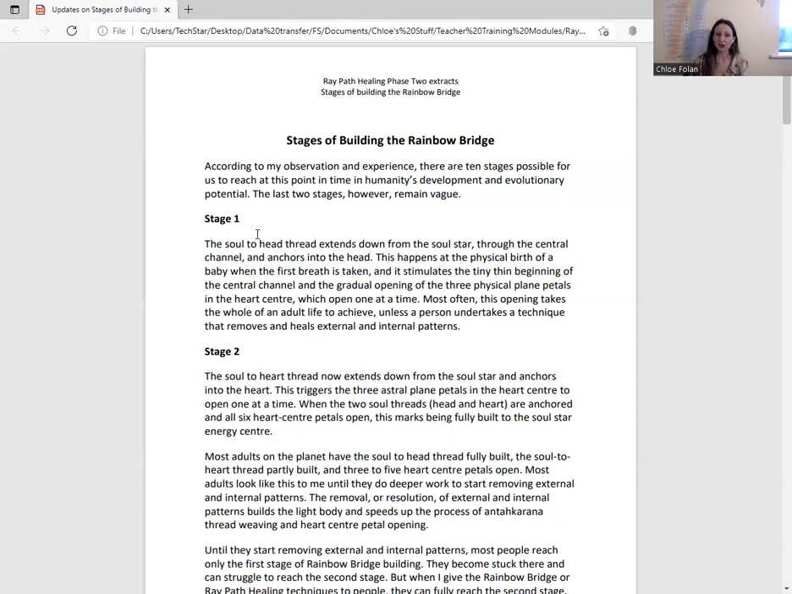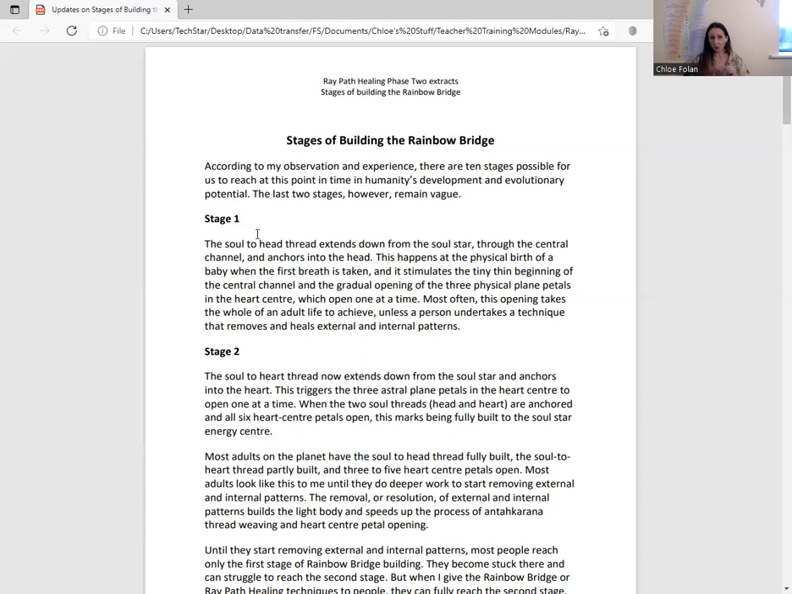And as that occurs, from birth then moving into teens and early adulthood, what then organically happens at different intervals is light impulses come down from the soul to head thread, and that gently triggers the opening, one at a time, of the 3 physical plane petals in the heart chakra. So one at a time, those 3 physical plane petals start to open, one by one, with those little impulses. So usually by the time someone is between 16 to 21 years of age or thereabouts, usually someone's completed stage 1.